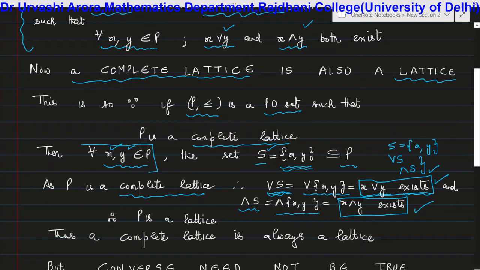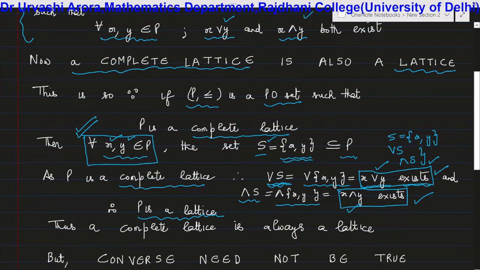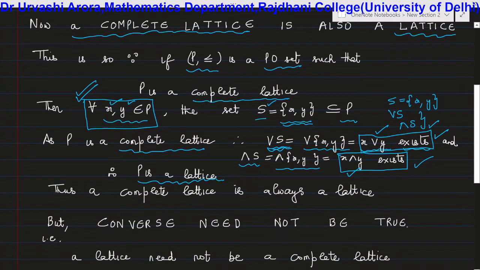X and y are arbitrary elements of P. This means whatever elements x and y of P you choose, we will always have that the join of x and y and the meet of x and y will exist, which means by the definition of a lattice that P is a lattice, because the conditions for P to be a lattice are being satisfied.